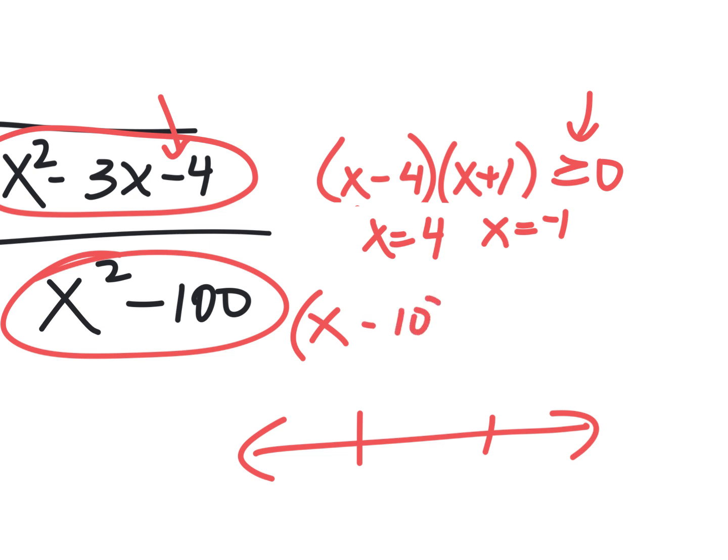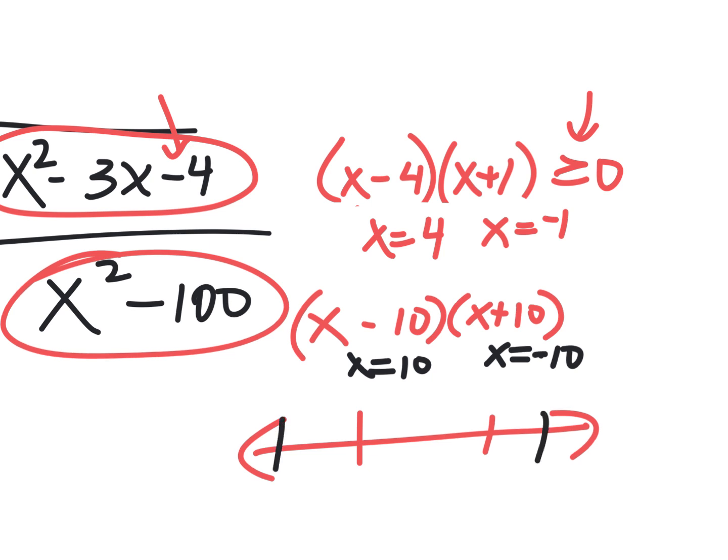X minus 10, x plus 10. I hope that was easy. It's supposed to be. And so there's two things it can't be. It can't be negative 10 for this one, and it can't be 10 for this one. So there's 4 numbers on my number line.